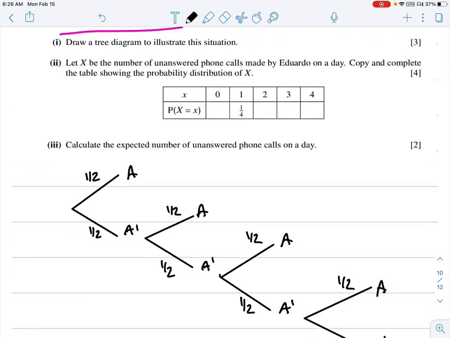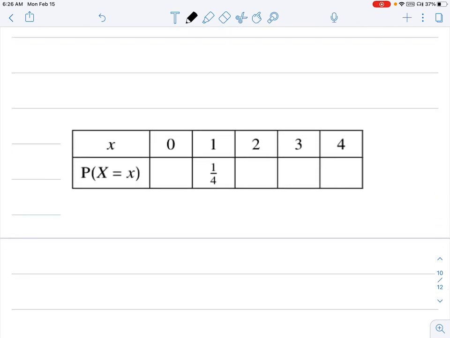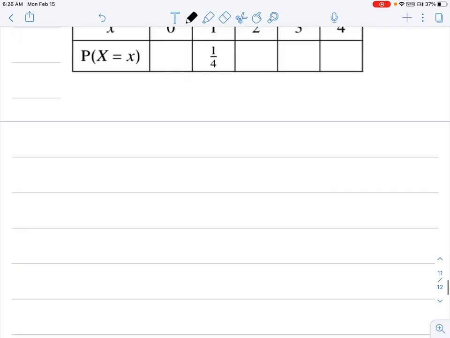Done. Next, let x be the number of unanswered calls. Copy and complete the table. I have copied the table. This is unanswered calls. So first time unanswered.